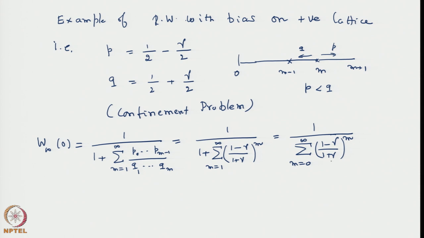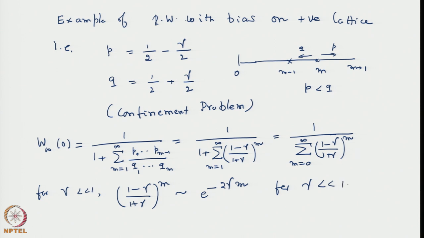So, this is now a geometric series which can be summed, but we make a small approximation. For small gamma, for gamma much less than 1, (1 minus gamma) by (1 plus gamma) to the power m approximates to e to the power minus 2 gamma m. And how does one do that? You write it as e to the power log of (1 minus gamma) divided by (1 plus gamma), expand the log to the first order. So, you will get e to the power minus gamma m in both of them, and it comes to e to the power minus 2 gamma m for small gamma, that is gamma much less than unity. This is just an approximation. You need not do that, but it helps us to visualize the solution more easily.